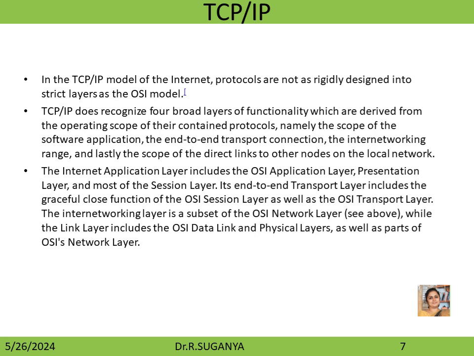The Internet application layer includes the OSI application layer, presentation layer, and most of the session layer. Its end-to-end transport layer includes the graceful close function of the OSI reference session layer as well as the OSI transport layer. The internetworking layer is a subset of the OSI network layer, while the link layer includes the OSI data link and physical layers as well as parts of the OSI network layer.